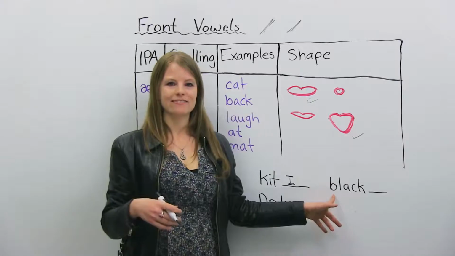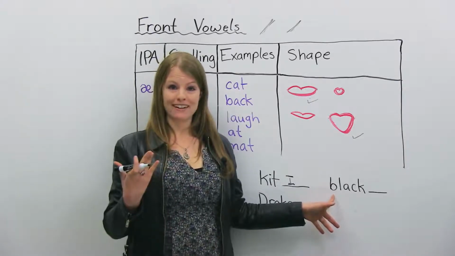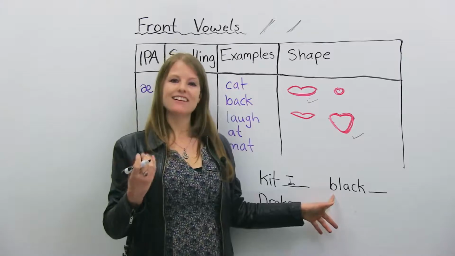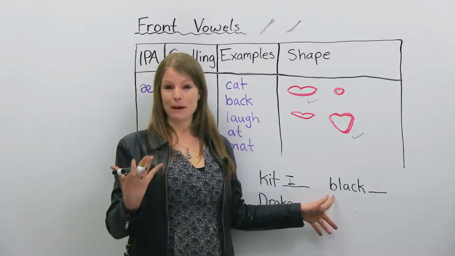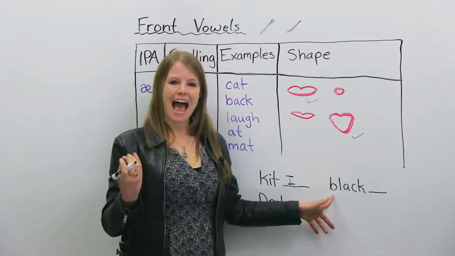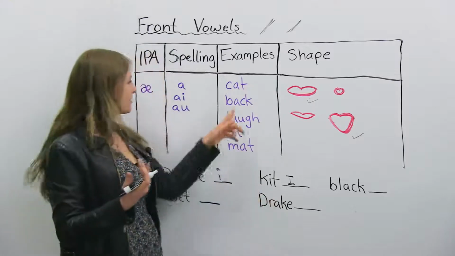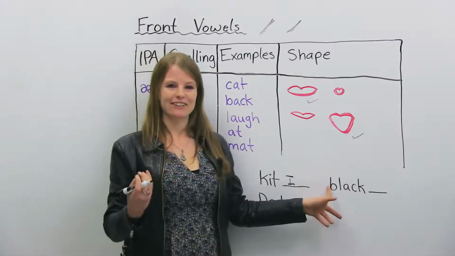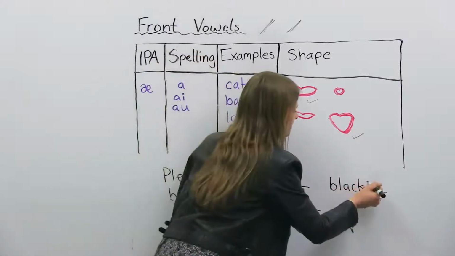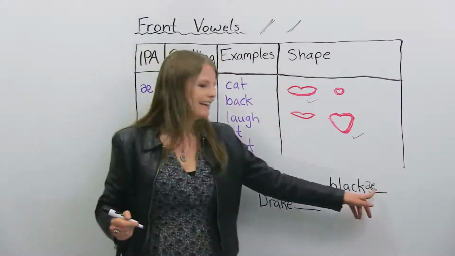Okay, now let's look at this one. Black. Black. Is my mouth really open? Black. Yeah, it gets quite big. So which sound is our ah sound? It's actually this one. Cat, back, black. It's like an A and an E together.